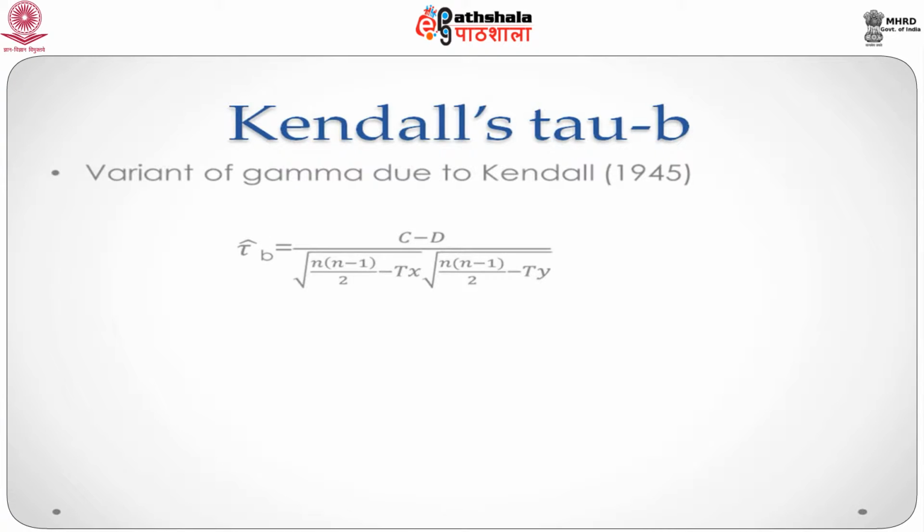In previous modules, we had looked at two summary measures of association for ordinal data. These were the gamma measure and Somers' D. In this module, we shall look at another variant of the gamma which was proposed by Kendall. In its sample form, it is given by tau-b hat equal to C minus D over square root of n into n minus 1 by 2 minus Tx, into square root of n into n minus 1 by 2 minus Ty. Tx and Ty are, of course, the number of ties on the x variable and the y variable.